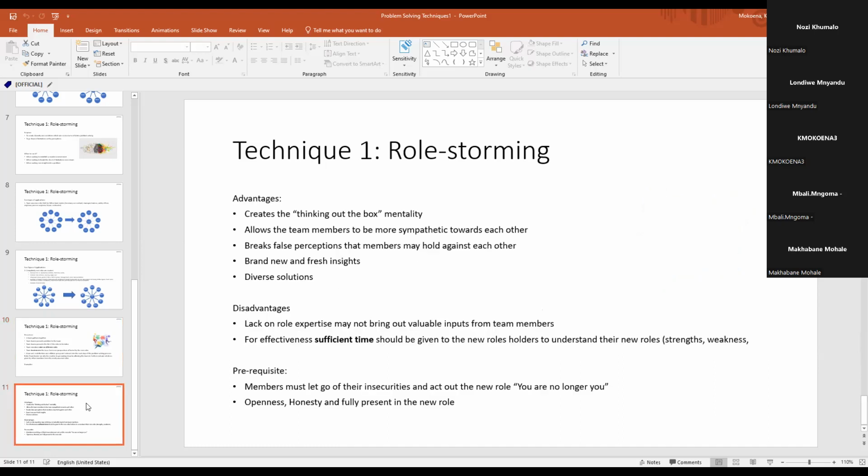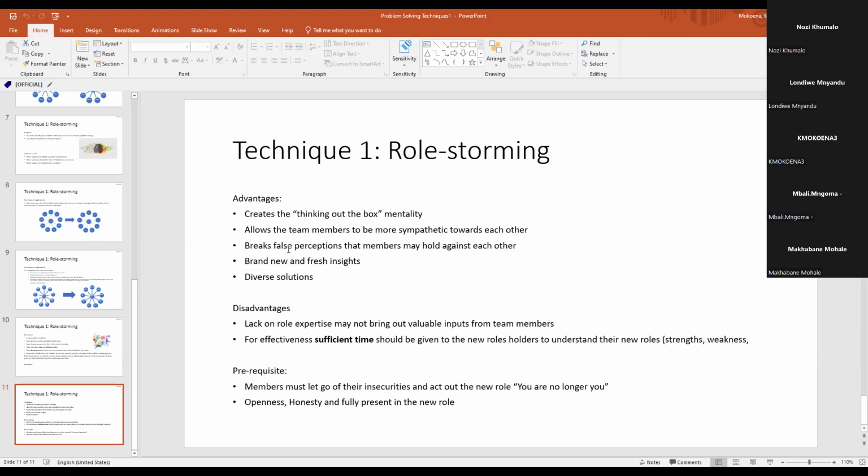And then just the last bit, the advantages are that it creates a thinking out of the box mentality. It allows the team members to be more sympathetic towards each other, especially if you are just going to switch up within one team and take each other's roles. Then you can understand, it's sort of like getting into somebody's shoes. Then you can understand what that role entails and what it requires of you, before judging the next person and thinking maybe they're not doing their job right.